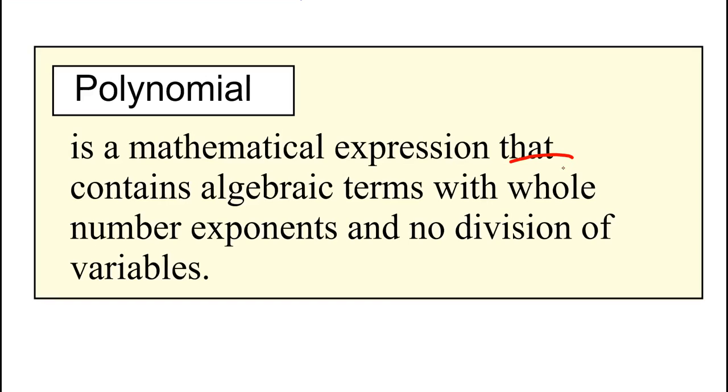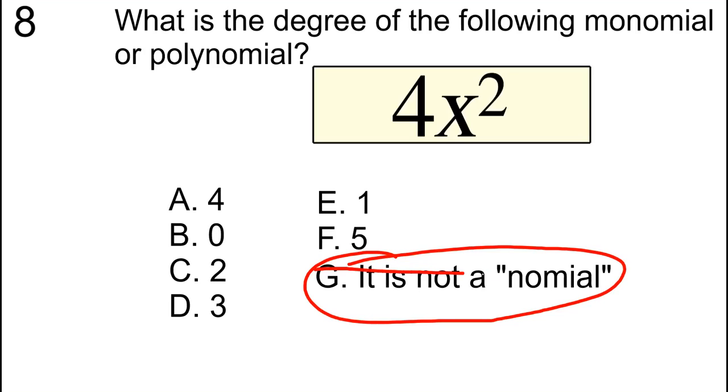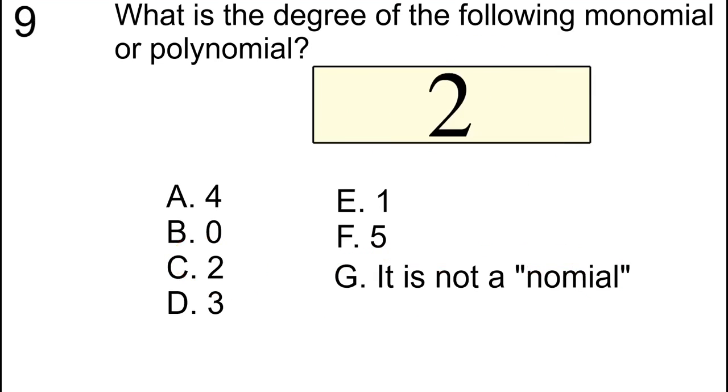nomial. As a refresher, nomial means it's going to have whole number exponents, no division of variables, and algebraic terms. Yes, this is nomial. The answer is not G. Since this monomial is of a single variable, it's the exponent 2. Number 9 is understood to be 2x to the 0 power. It is nomial, so the answer is not G.